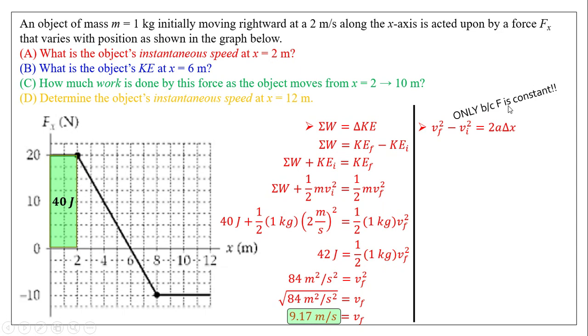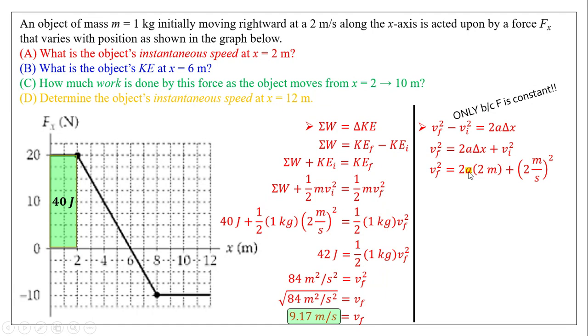If a is a constant, you can use your kinematics equation. So here, in order to get VF, I want to move negative VI squared to the right side. Therefore, I can say that VF squared is equal to 2a delta x plus VI squared. And I know almost everything. Here, 2 is carried down.